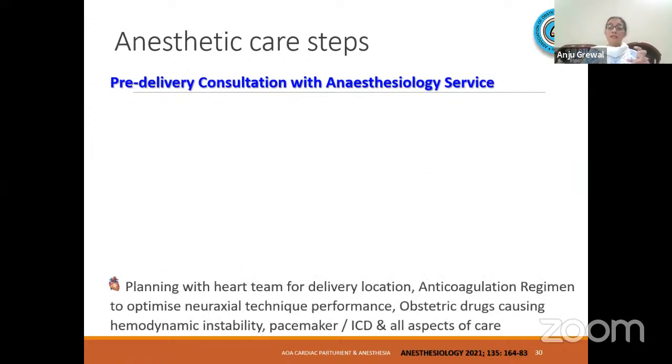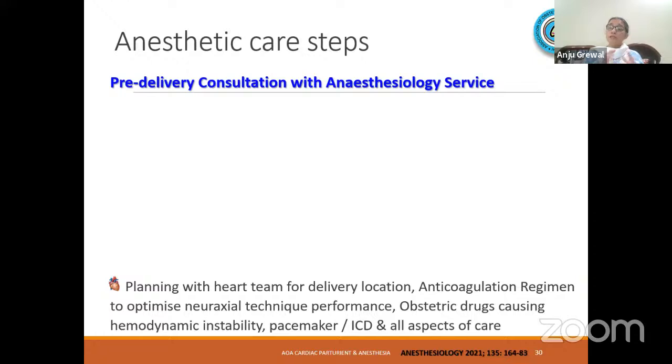And then as a complete heart team, we will plan, one, the delivery location. So what is the level of care that this mother needs? We need to look at the drugs that need to be utilized in her safely so that she can be optimized as much as possible for the delivery. And prominent among those drugs are the anticoagulants that these mothers are usually on. And of course, we need to talk to the cardiologist so that we have an optimal period where we can perform neuraxial procedures safely.